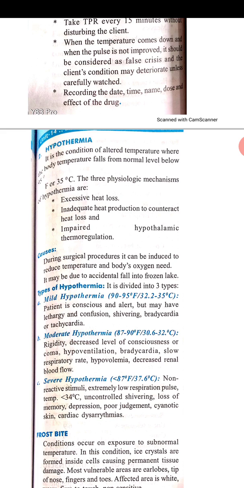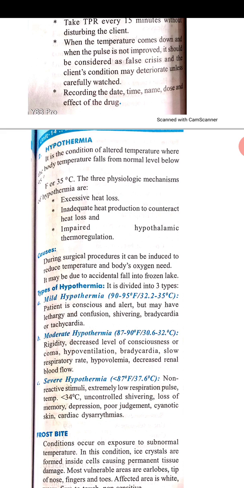And the types of hypothermia are first mild hypothermia, moderate hypothermia, and severe hypothermia. In mild hypothermia, the temperature remains between 90 and 95 degrees Fahrenheit or 32.2 to 35 degrees Celsius. In mild hypothermia, the patient is conscious but becomes confused. He does not know the time, date, place, etc. The patient becomes shivering.